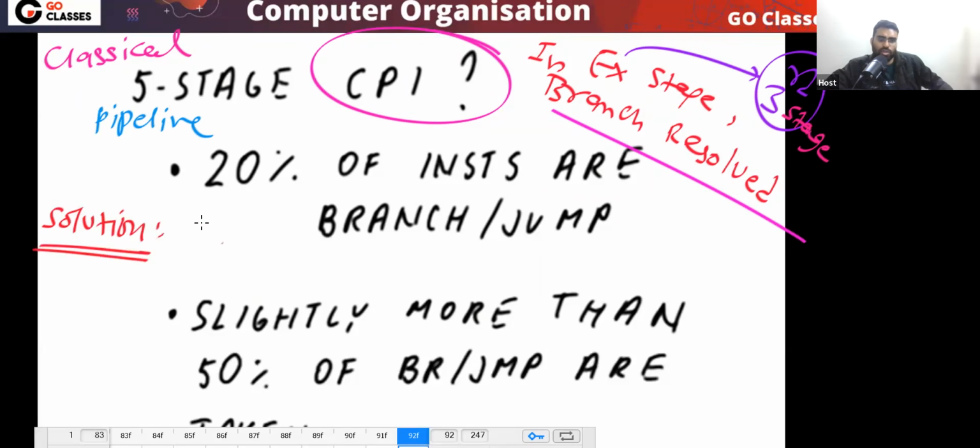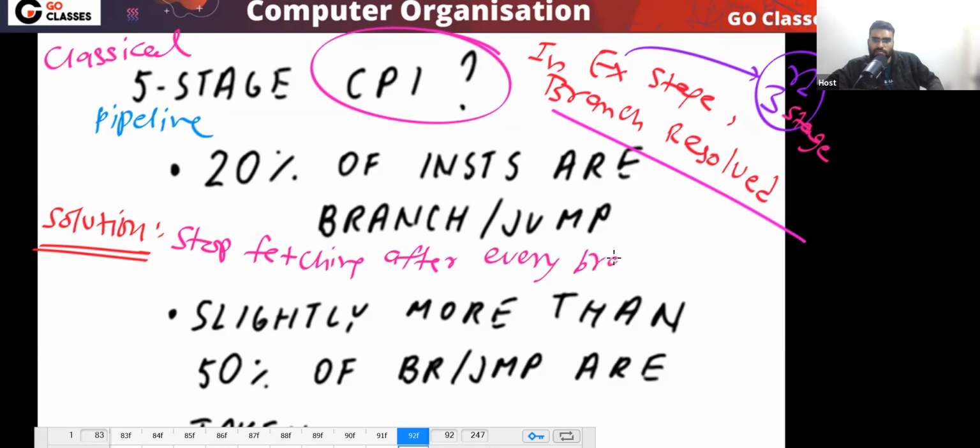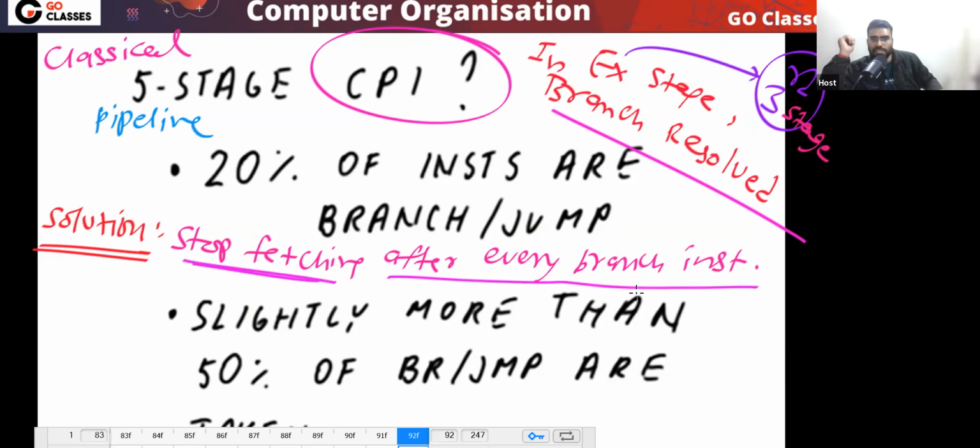Let's assume this is your solution. The solution is stop fetching after every branch instruction. So let's do the practice of that. Are you getting my point? Just stop fetching after every branch instruction. This solution we have seen, agree? Stop fetching after every branch instruction.